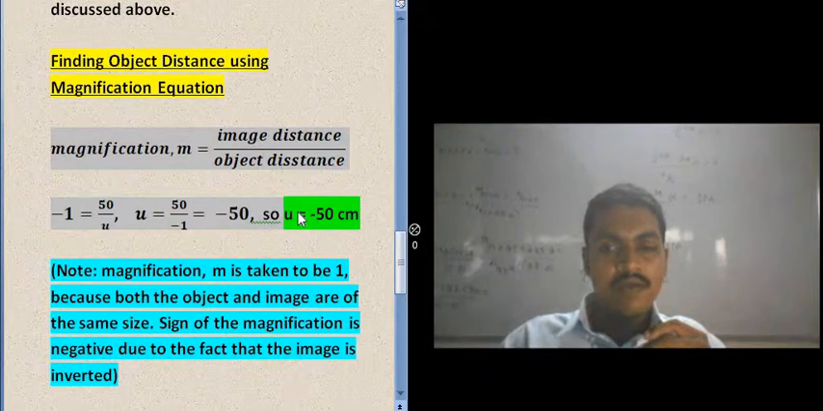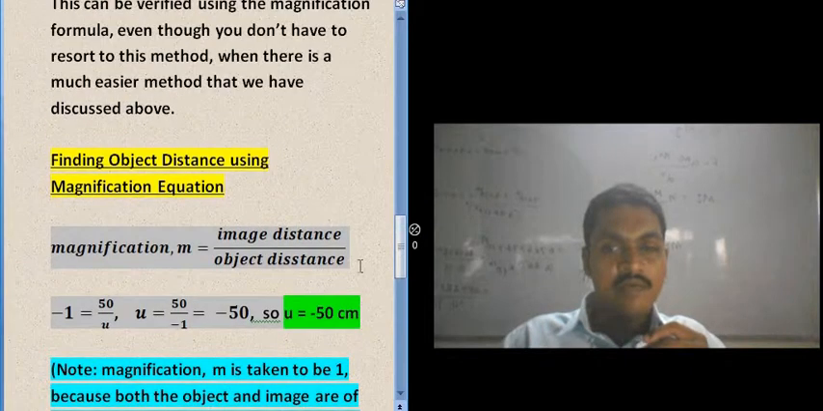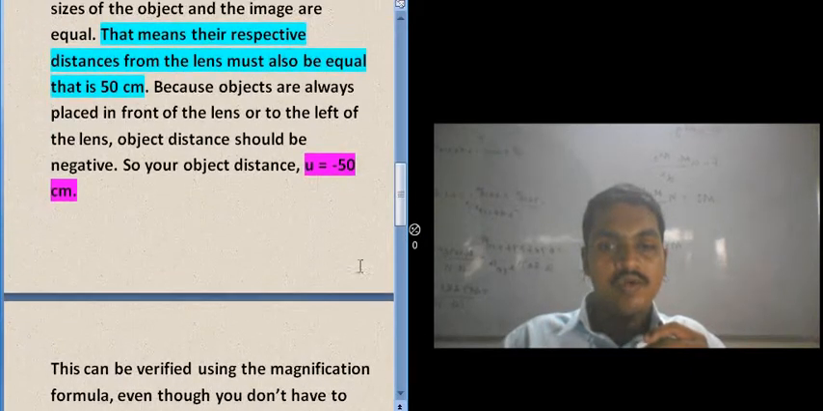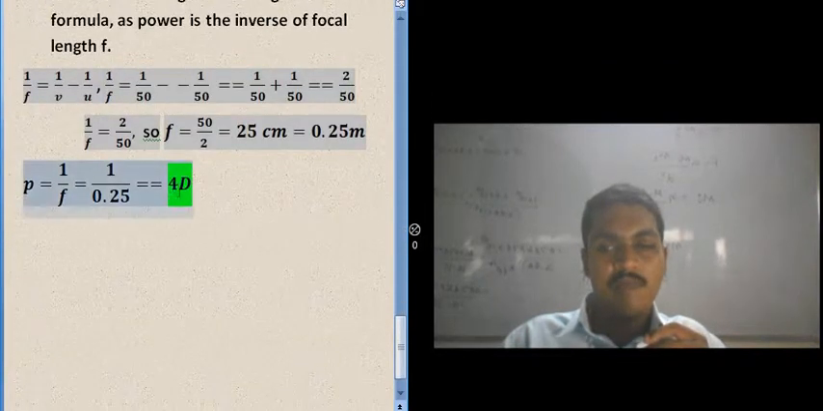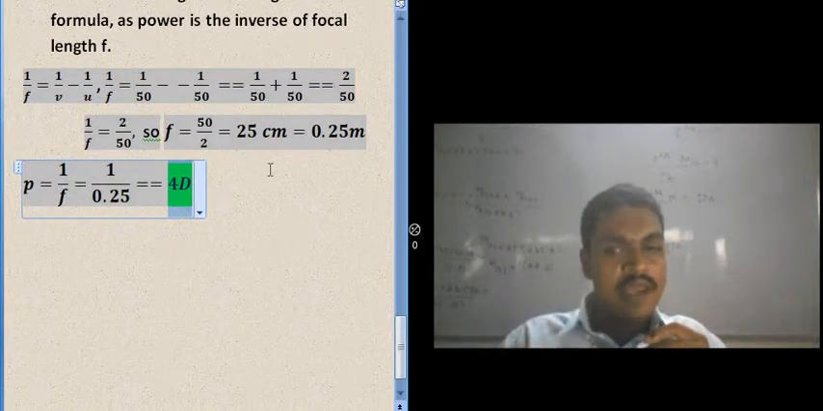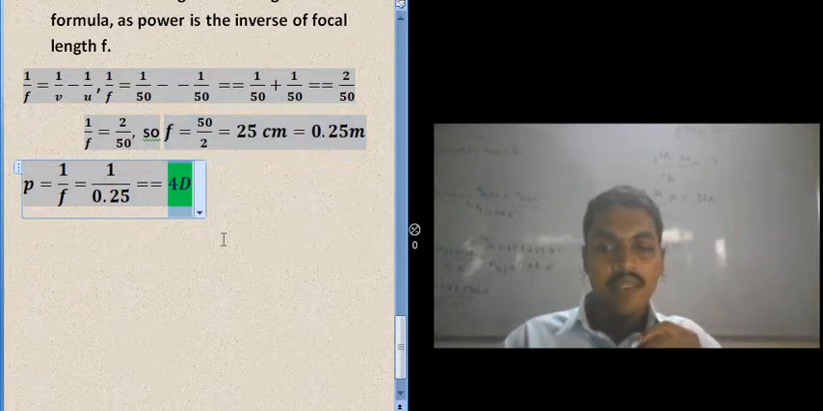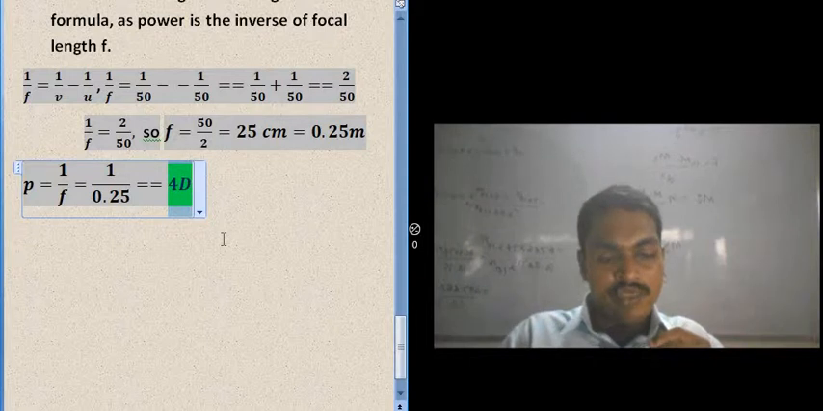We have found out the object distance, which is equal to -50 centimeter, either using the magnification equation or using the shortcut method. And then at the end of the question, we also have found out the power of the lens, 4D. And during that, even though it was not asked, we also had to find out the focal length, which is 0.25 meter.